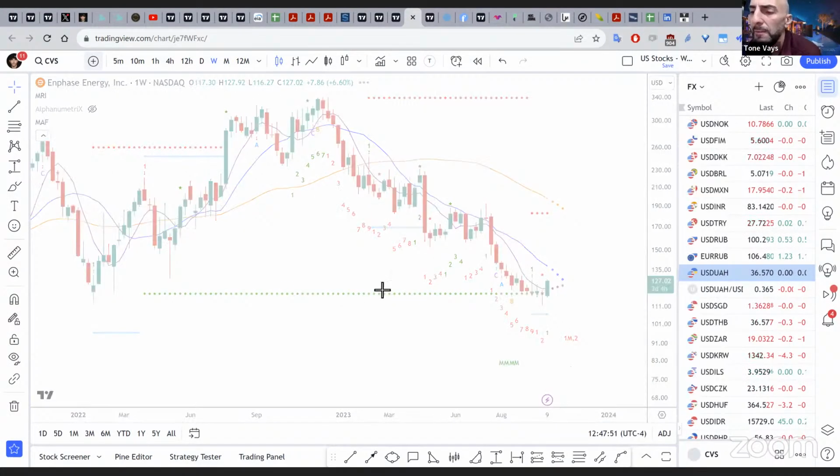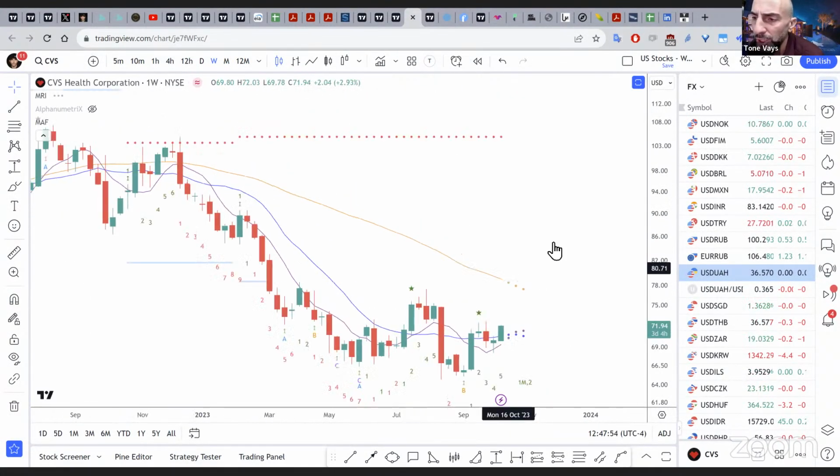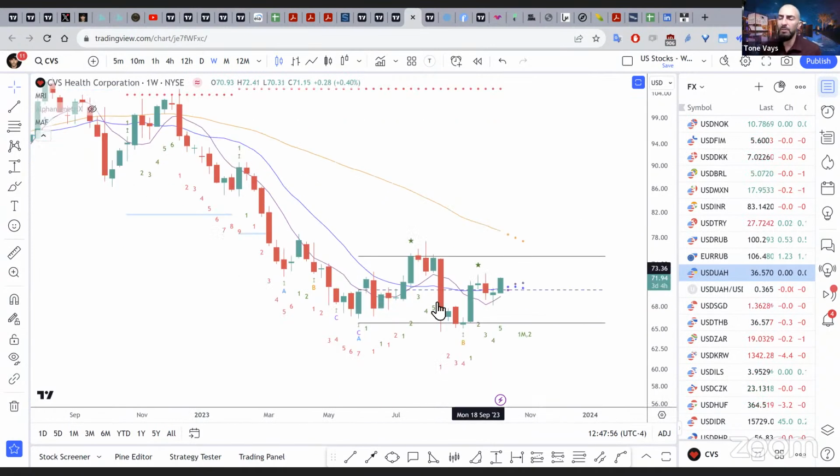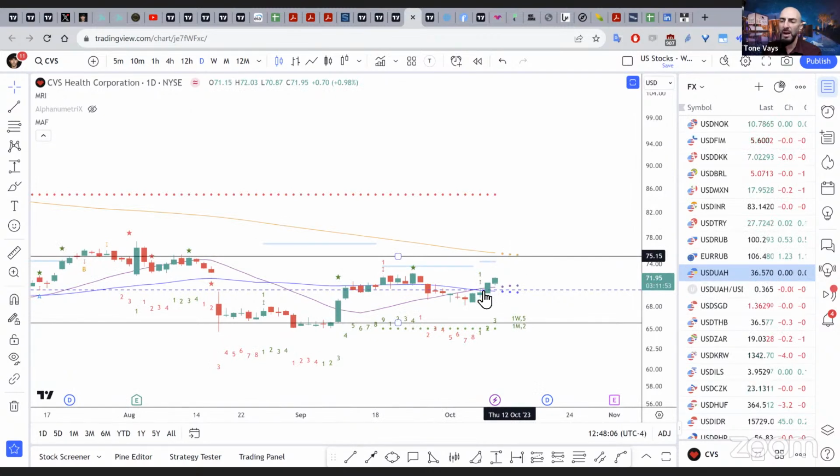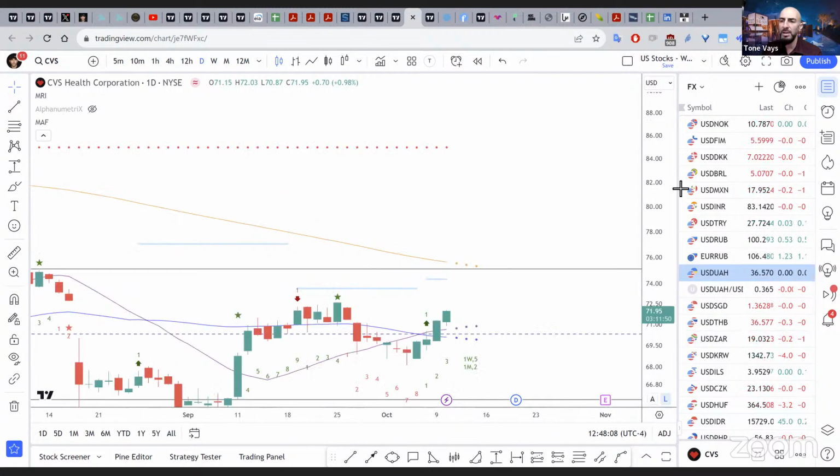CVS. This looks bullish. I guess I've looked at it before on a weekly scale here. What about the daily scale? Yeah, this looks pretty bullish. There is resistance coming up at 75. I like the MRI buy here on the daily.